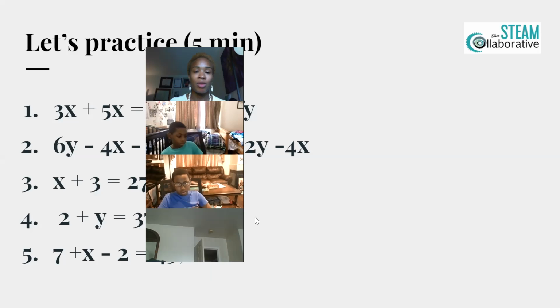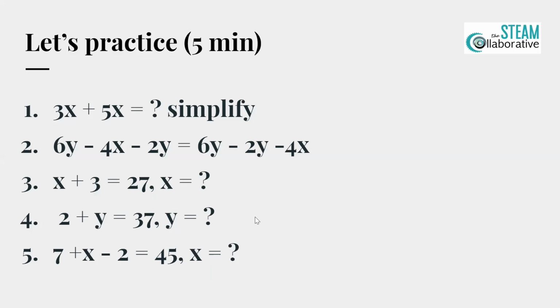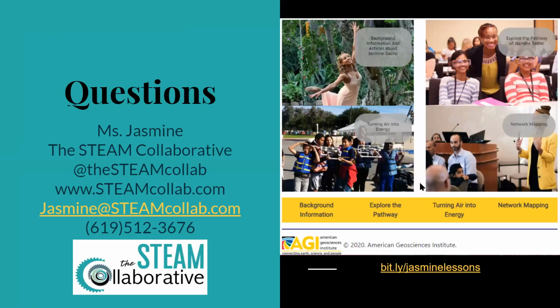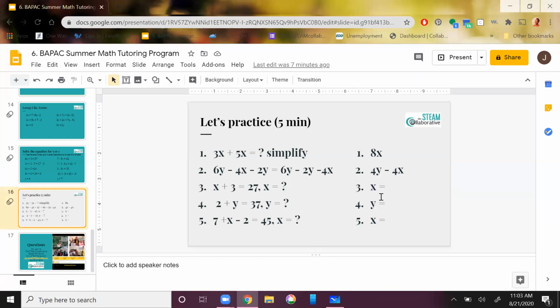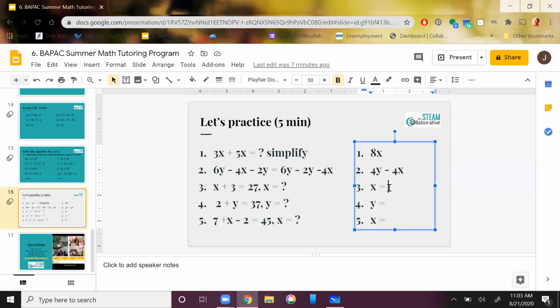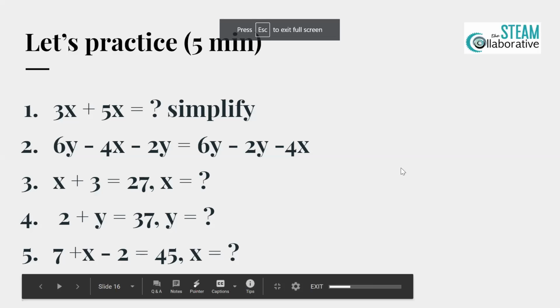Good, so you all did these, and so let me finish filling out the answers. So x equals 24, y equals 35, and then x equals, let's see, we had x plus 5 equals 45. So you subtract the 5 on both sides and you got 40. So those are the answers to those.